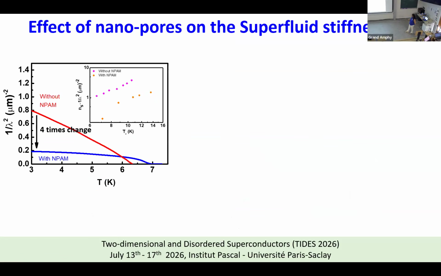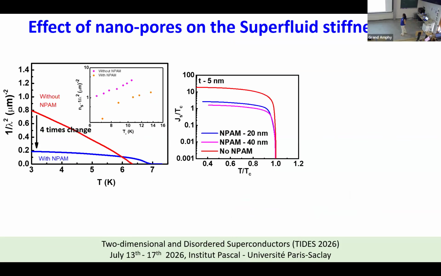So we started comparing films with comparable TCs, and there again we saw changes in the superfluid stiffness. It was actually changing by almost 4 times. So when we plot the normalized plot, with JS normalized by TC and T by TC, for this 5 nanometer thick film, you can see that as compared to the continuous films, the nanoporous films show a reduced superfluid stiffness.